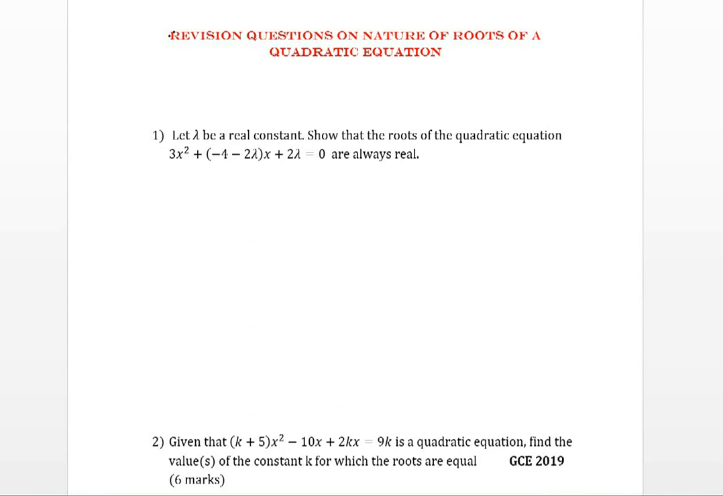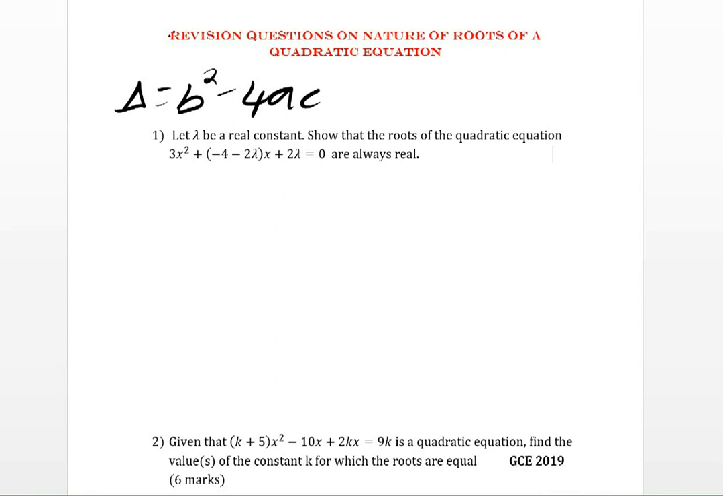b squared minus 4ac. So the discriminant, which is b squared minus 4ac, in the quadratic formula will help us determine the nature of roots that we have.